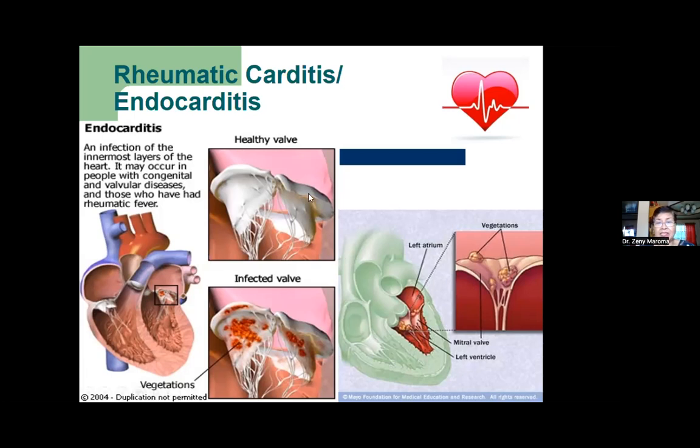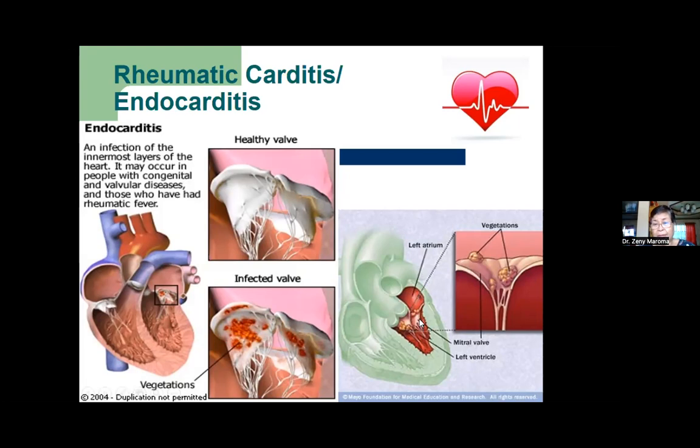So again, this is the healthy valve. It is able to open completely and close adequately. And ito yung mga vegetations na pinag-uusapan natin, either sa labas or sa loob, ang mga vegetations na yan. Ano nga yung vegetations? These are dead cells, dead organism, the result of phagocytosis.